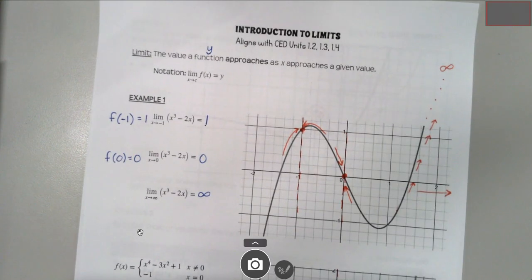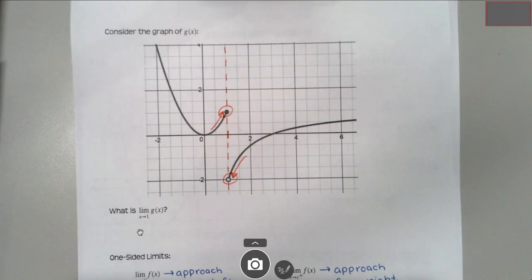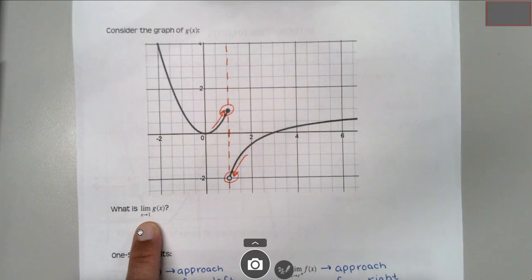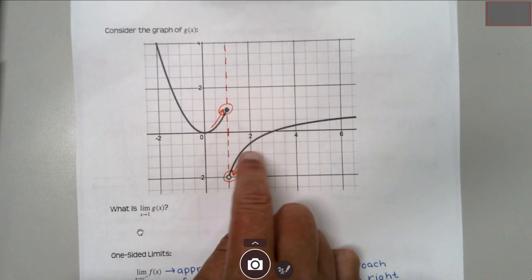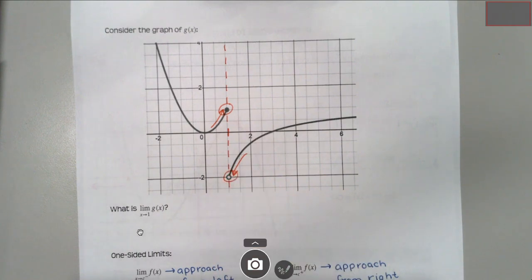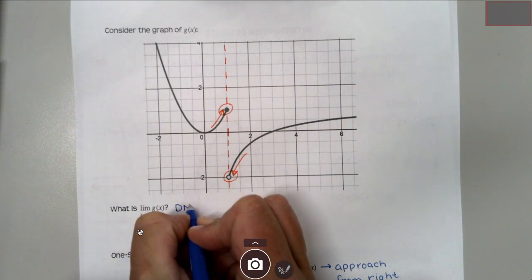Okay, so heading back to this example, let's answer this question for real now. What is the limit as x approaches 1? Well, the left-handed limit and the right-handed limit are going two completely different places. And so to answer this question, I would say this limit does not exist.